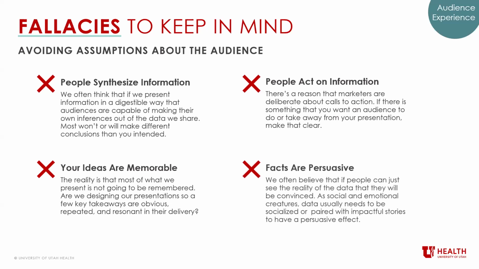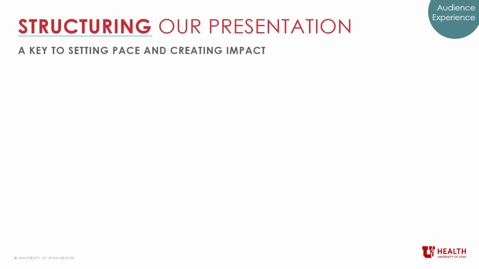The last fallacy I want to address is that facts are persuasive. We often believe that if people can just see the reality of the data, they will be convinced. But as social and emotional creatures, data usually needs to be socialized and paired with impactful stories to have a persuasive effect. And I think this is particularly key working in academia. You're trained to be persuaded by facts, but most people aren't. And so being aware of that in the audiences that you're speaking to can allow you the space to utilize other tools if you need to be persuasive.